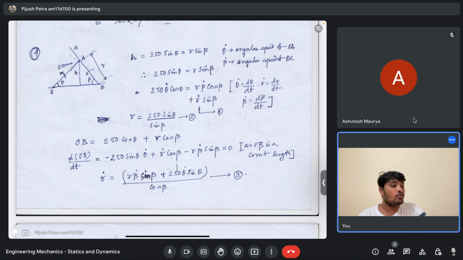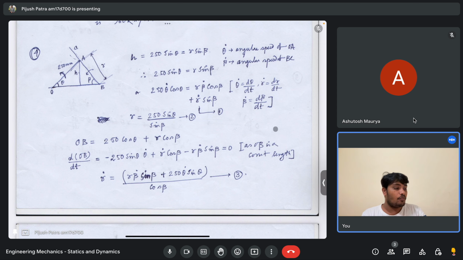Now what you need to do is put this r dot and r from equations 3 and 2 into equation 1. So then what is the unknown if you put the expressions for r and r dot from equations 2 and 3 into equation 1? It will be beta dot, because beta we also know. It is given that at that instant it is 60 degree. Theta we also know, theta is also 60 degree.